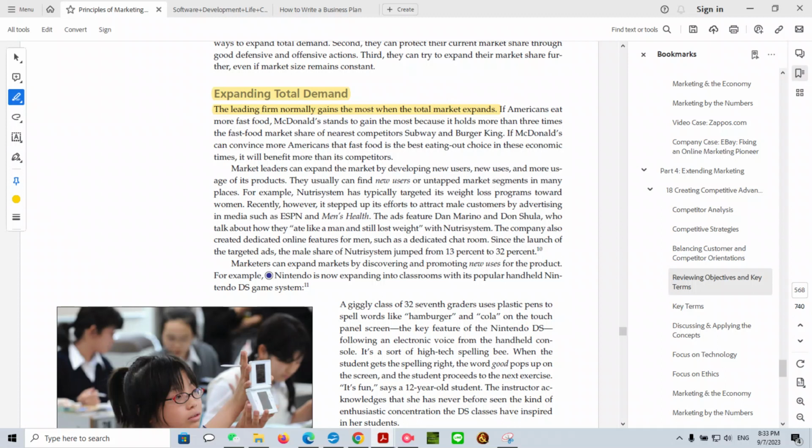Market leaders can expand their market by developing new users, new uses, and more usages of the products. They usually do this by finding new users in untapped market segments in many places. For example, Nutrisystem has typically targeted its weight loss programs toward women. Recently, however, it stepped up efforts to attract male customers by advertising in media such as ESPN and Men's Health. The ads feature Dan Marino and Don Shula, who talk about how they ate like a man and still lost weight with Nutrisystem. The company also created dedicated online features for men, such as a dedicated chat room. Since the launch of the targeted ads, the male share of Nutrisystem jumped from 13% to 32%.